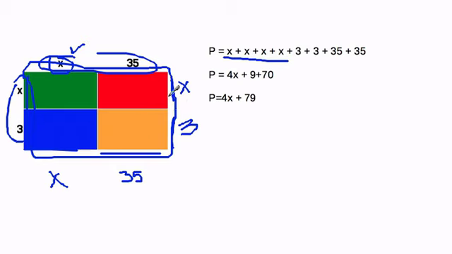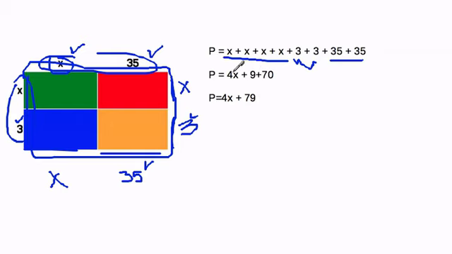And then how many 3's do we have? We got this 3 and this other 3. So we got 2 of those 3's. There they are, the 2 3's. And how about the 35's? Well, we got one 35 and another 35. That's what you got right there. So we got to add the 3's: 3 plus 3 is 6, 35 plus 35 is 70. And then you add these guys, it's going to be 79.